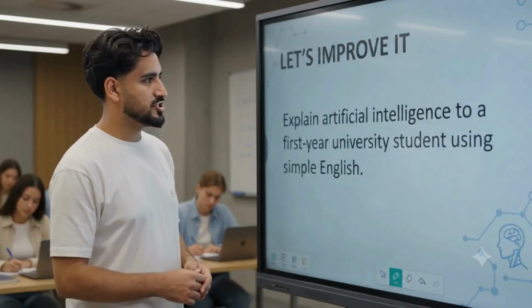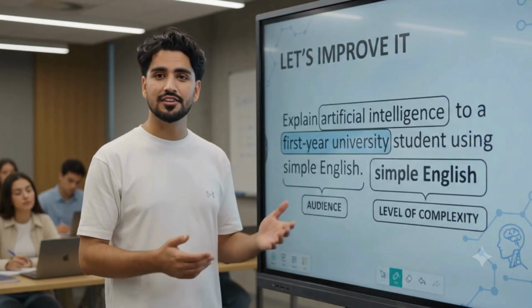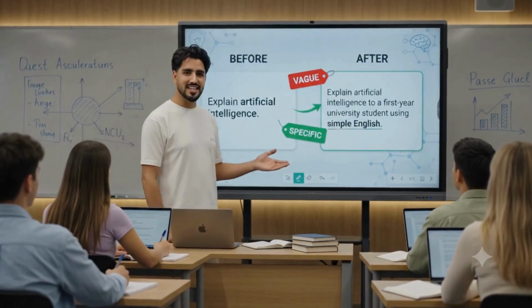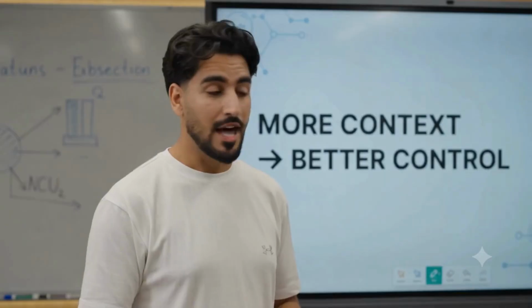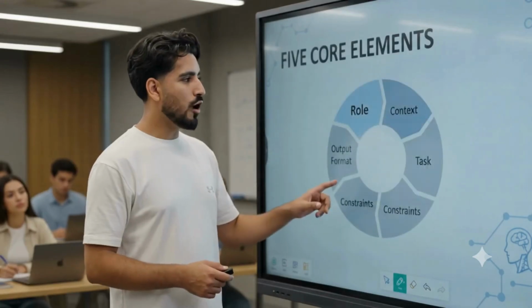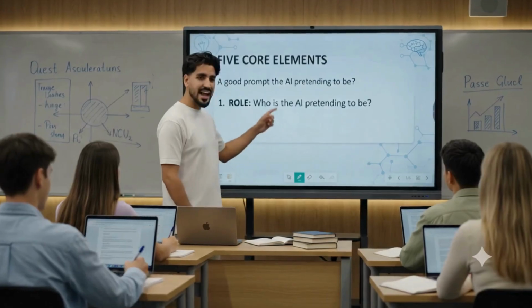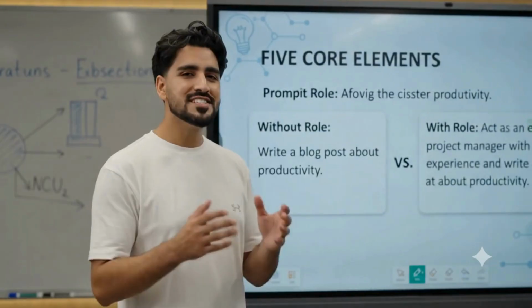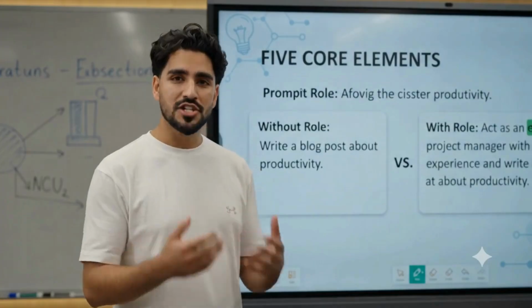Now, look at what we've changed. We have given the AI an audience and a clear level of complexity. That small amount of context gives us much more control over the response, and we can make this prompt even more precise. Let's introduce the 5 core elements. A good prompt defines a specific role. Who is the AI pretending to be? Notice the difference when we add a role. It gives much better focus.